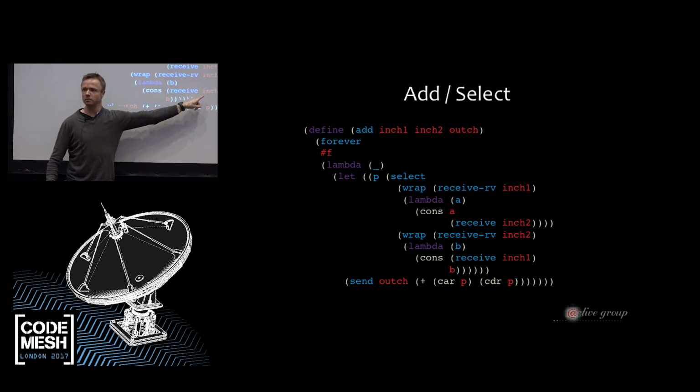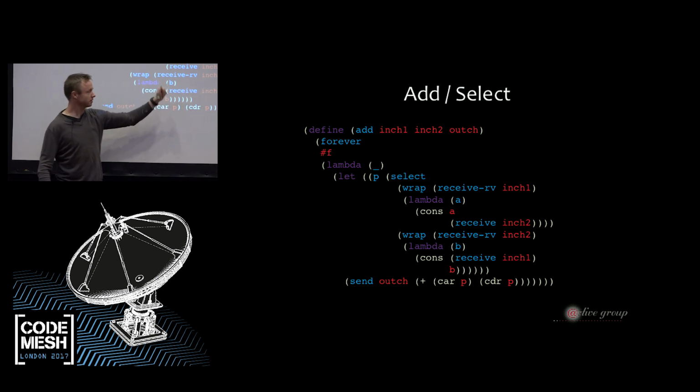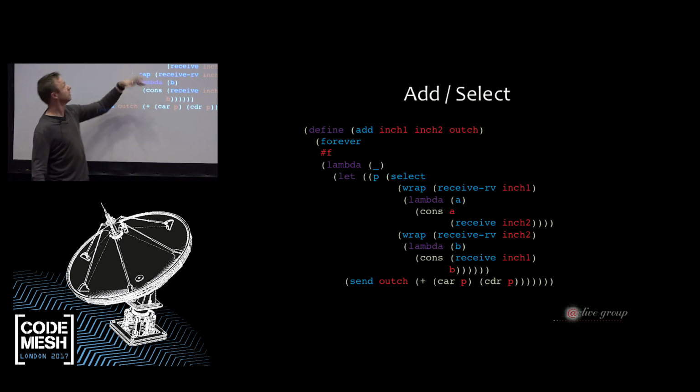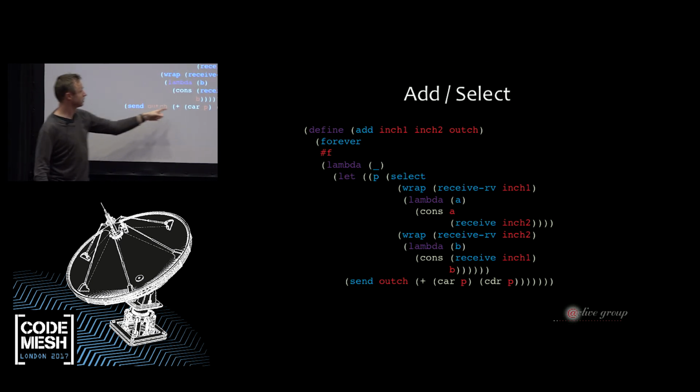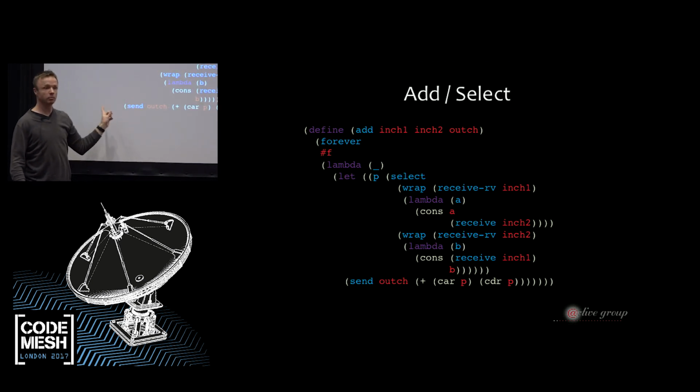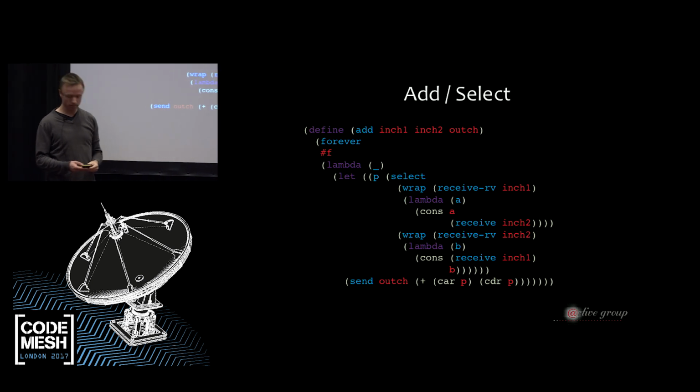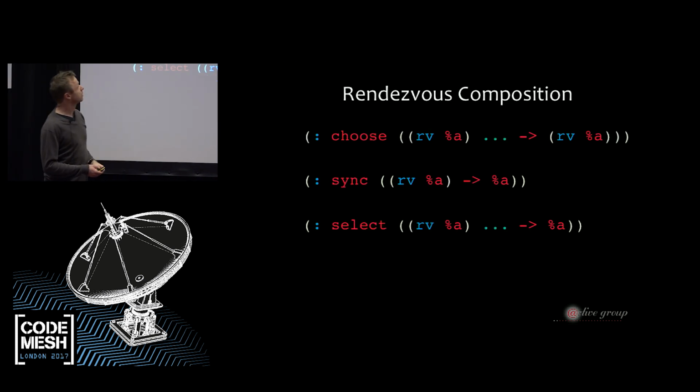Nod. Everybody nod. Okay, good, excellent. Doing well. And we cons those two values together, pass that out of the select, and then add them and put that on the output channel. Okay? And then things work out.